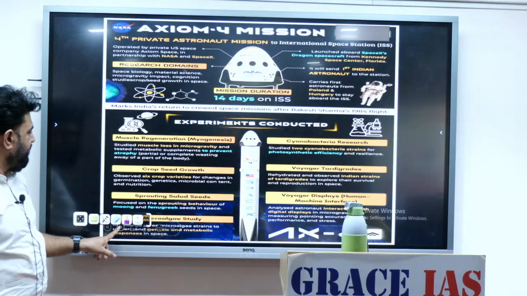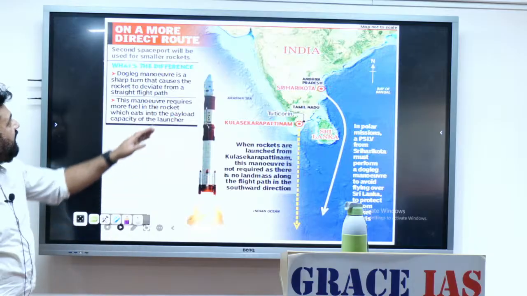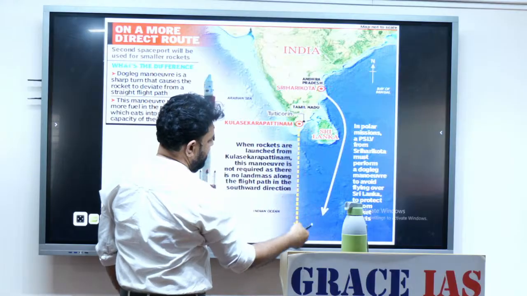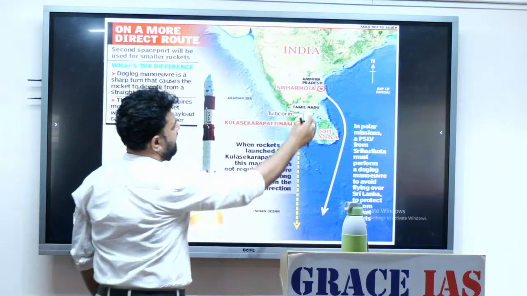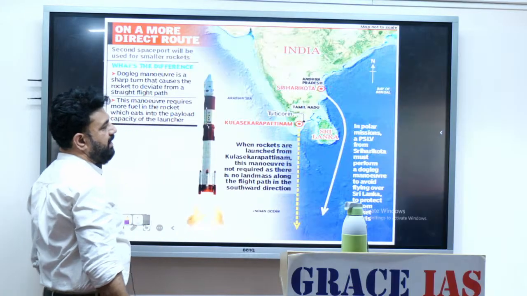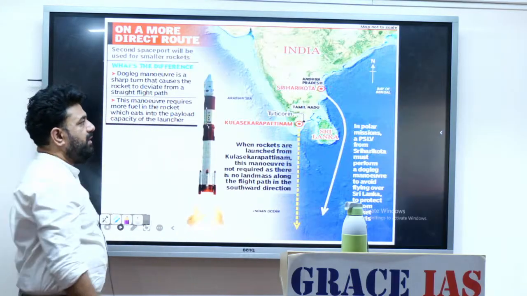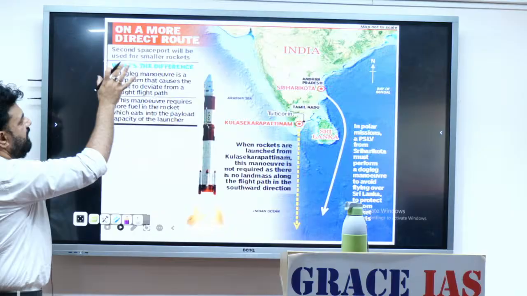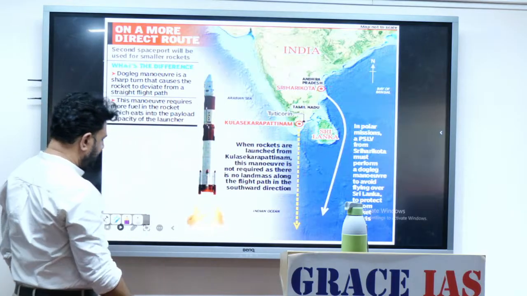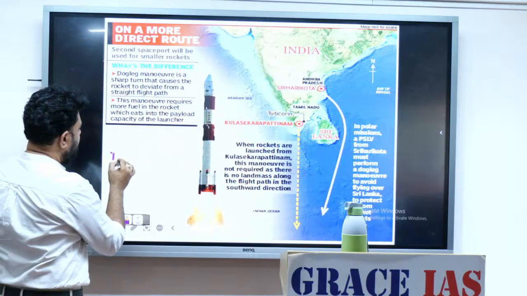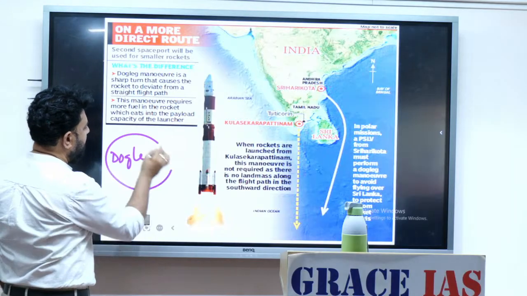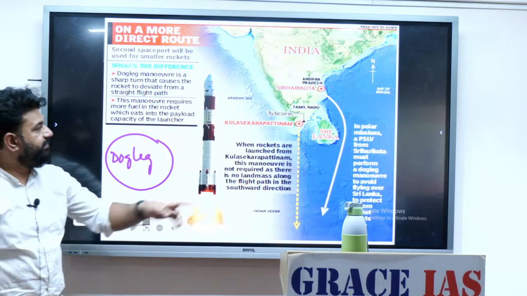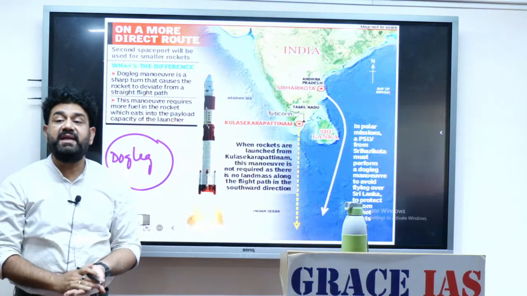So something about the Axiom 4 mission here, and then ISRO has found a new launch pad, directly, which can take satellites into space to avoid a detour, because of which we had a lot of failures earlier. So Kulasekarapattinam will be the new launch pad India is going to build. You understand this? So there is a difference here. There will be a question in the exam. What is dog leg maneuver? Dog leg maneuver is associated with which of the following?